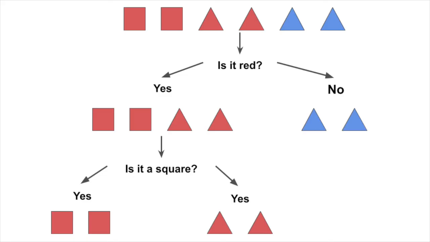So now we want to split this up even more. So our next node question could be, is it a square? Now we can split this up even further by having both of the squares go into the yes category and then both of the triangles go into the no category. Now our decision tree is finished. The random forest classifier is simply a bunch of different decision trees that are working together.